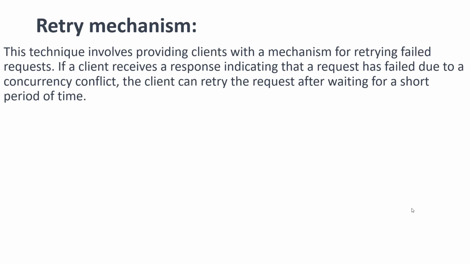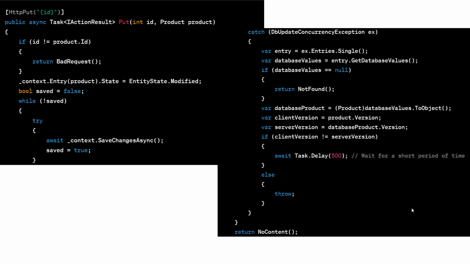Retry mechanism: this technique involves providing clients with a mechanism for retrying failed requests. If the client receives a response indicating that a request has failed due to a concurrency conflict, the client can retry the request after waiting for a short period of time. And here we have an example. The PUT method attempts to save updates.